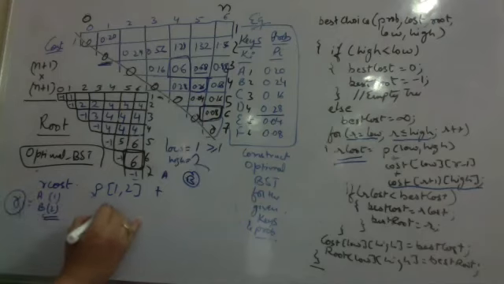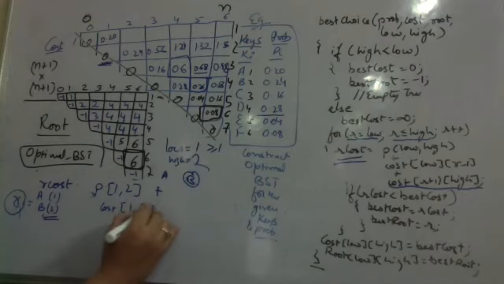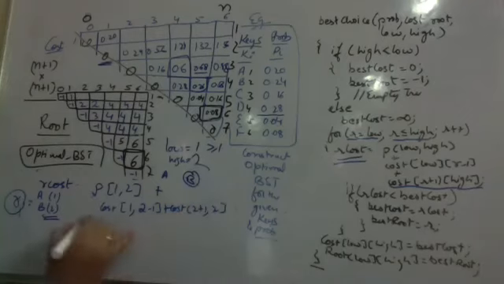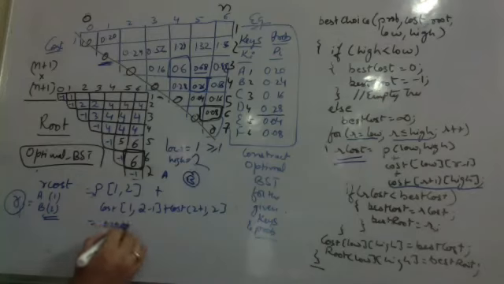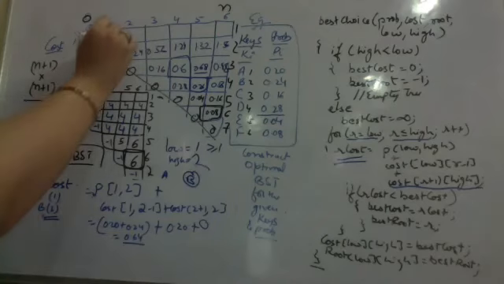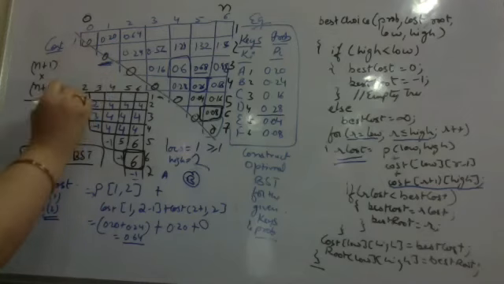So the cost is cost of low comma root minus 1 plus cost of root plus 1 comma high. This comes out to be probability of 1, which is 0.20, plus probability of 2, 0.24, plus cost of 1 comma 1, which is probability of 1, 0.20 again, plus cost of 3 comma 2, which is an empty tree, 0. It comes out to be 0.64. This is 0.64 here with root 2.